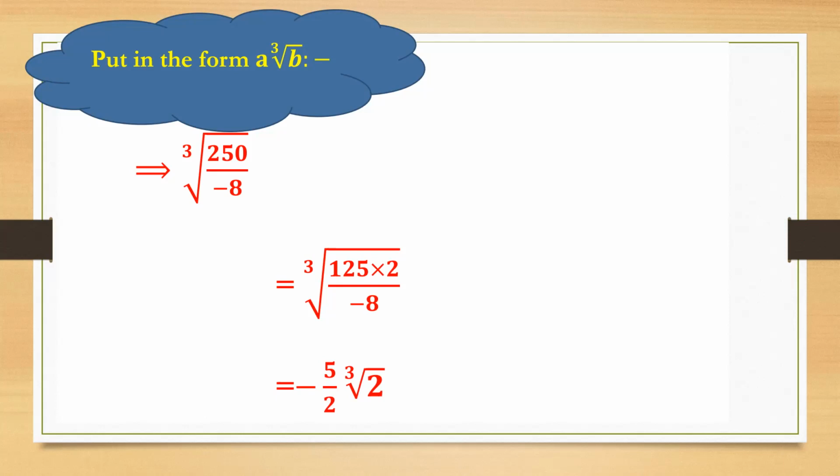I have the cubic root of 2, which will be the cubic root of 2. So here, the cubic root of 125 will be 5, and the cubic root of negative 8 will be negative 2. So the cubic root of 2 stays the cubic root of 2. The answer will be negative 5 over 2, cubic root 2.